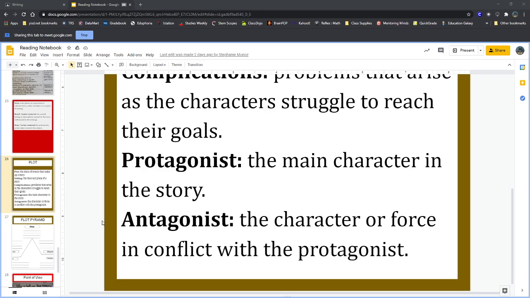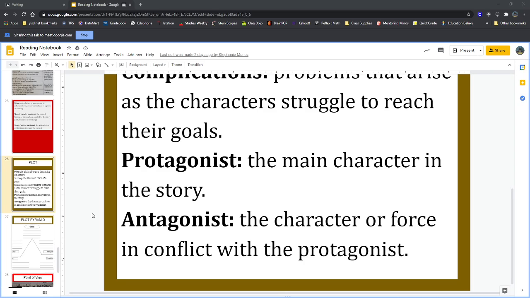Now the antagonist is whoever is going against the protagonist. Whoever is going against your main character is the antagonist. So a way that you could think about it is like whoever's getting in their way. A lot of times people like to break it up into who's the good guy, who's the bad guy. Good guy is the protagonist, bad guy is the antagonist.